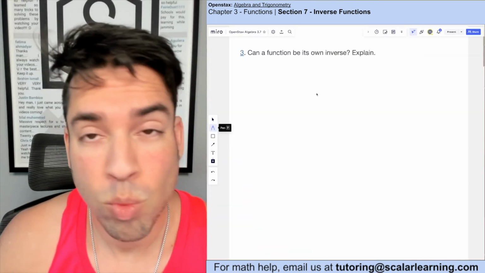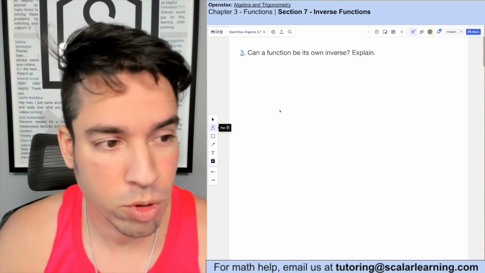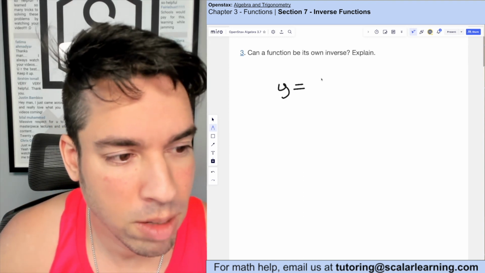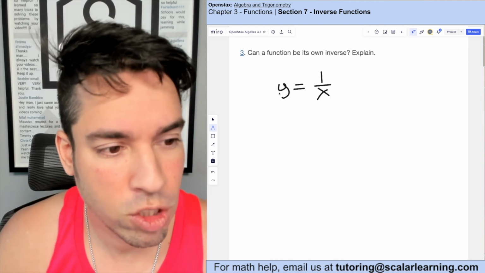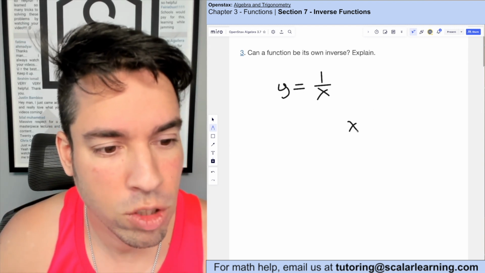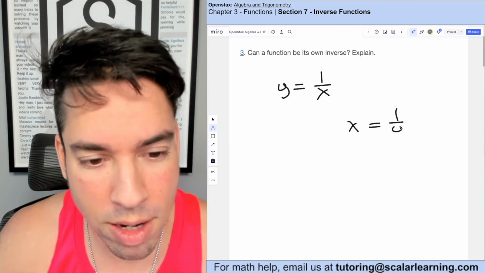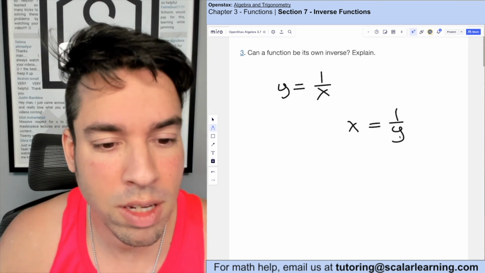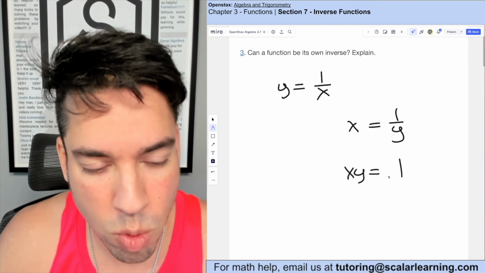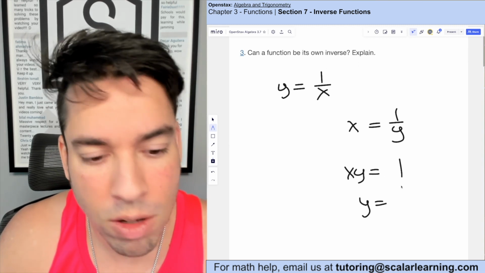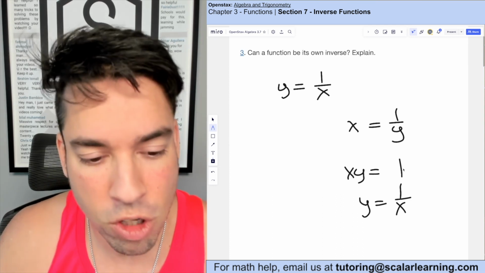Can a function be its own inverse? Explain. This would be true, and I'm going to show you with 2 examples. First, take the example y equals 1 over x. How do we get the inverse? We switch the x and y values. So I make it x equals 1 over y, and then you can isolate the y. Multiply by y, we get xy equals 1, divide by x. Check it out: the inverse is the function itself.